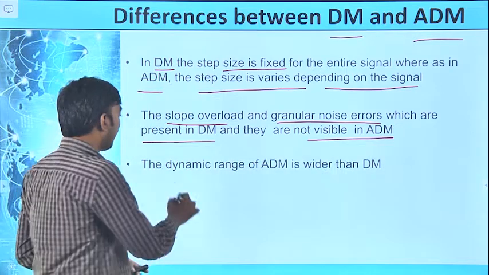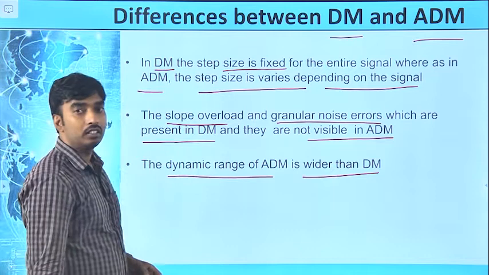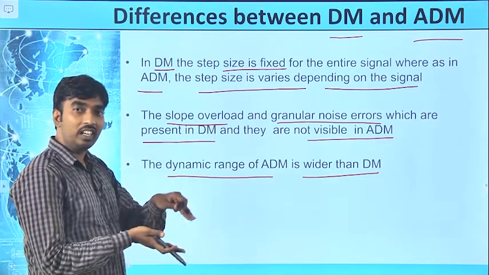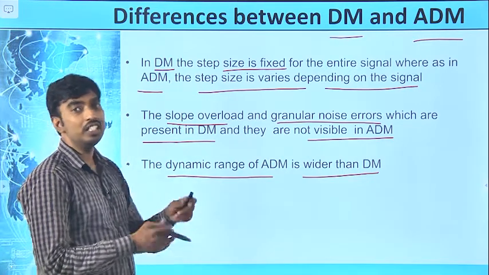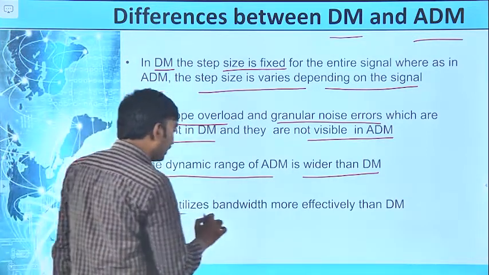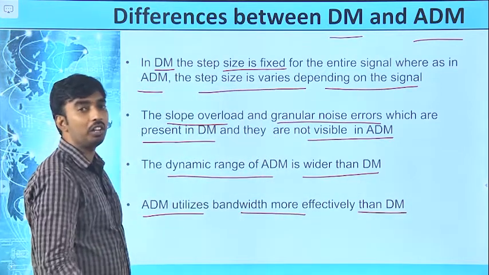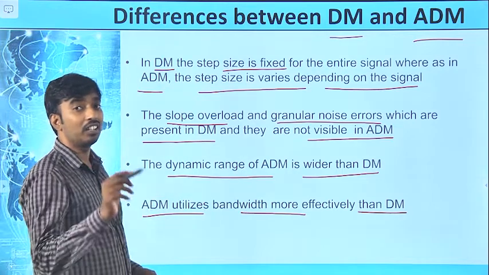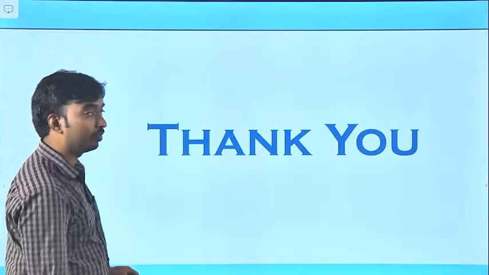Third one, the dynamic range of ADM is wider than the delta modulation, right? Because the delta is not uniform, delta varies based on the signal strength, right? And the last one, ADM utilizes bandwidth more effectively than delta modulation, right? Especially at the granular noise.